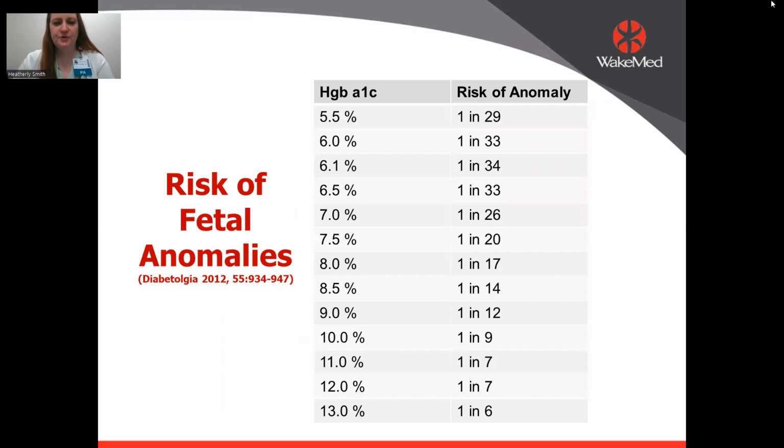This slide shows the risk of fetal anomalies according to the hemoglobin A1c, and it really shows how managing your diabetes well really makes a difference, where if your A1c is close to goal, the risk of anomalies could be 1 in 29 to 1 in 33, all the way when your A1c is up in the double digits, we see a much more substantial risk of fetal anomalies.